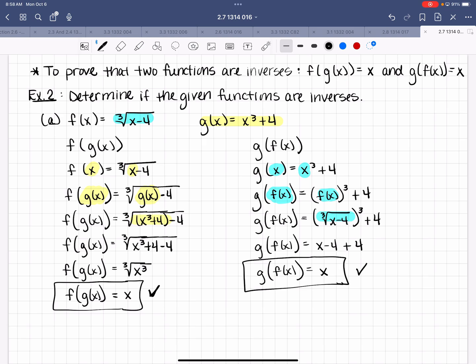So we got f of g of x equals x, and we got g of f of x equals x. Okay? So we can say that f of x and g of x are inverses.